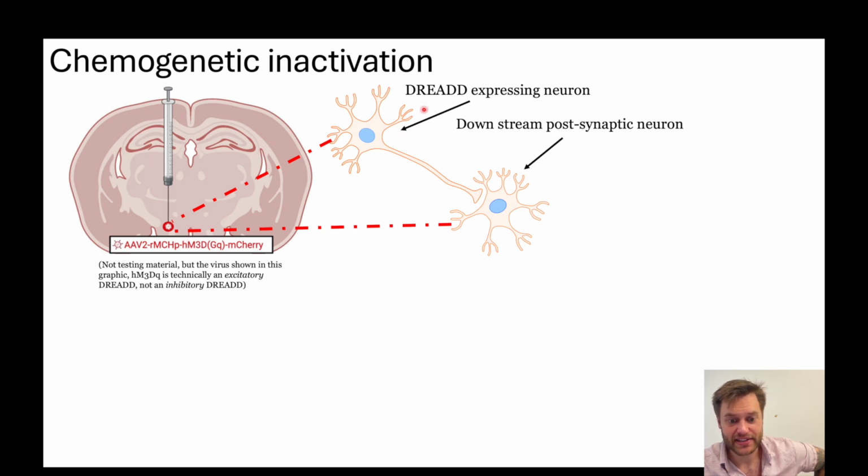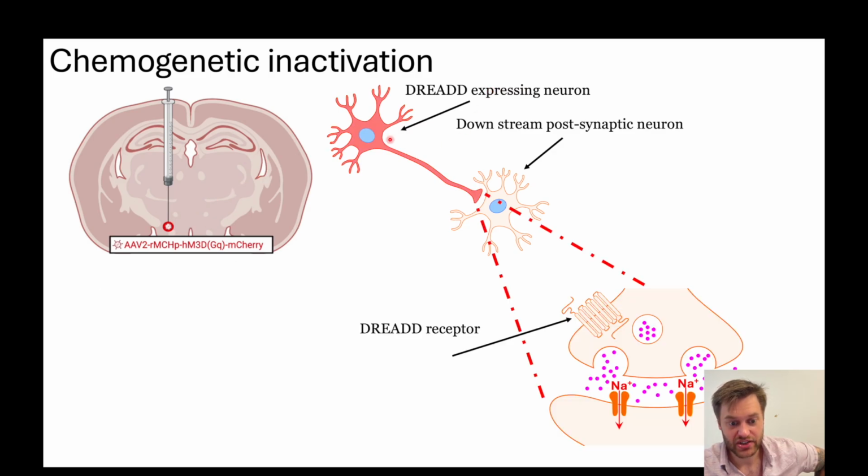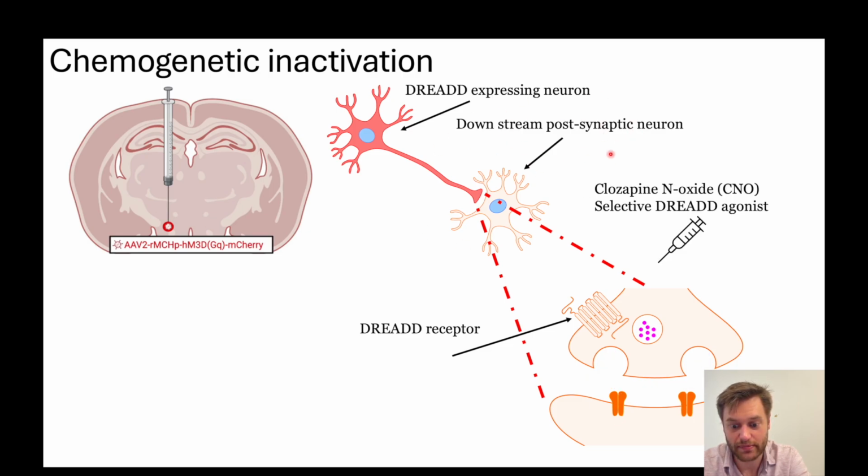And what's happening here is that we have a DREADD expressing neuron. And that DREADD expressing neuron is going to be infected with the virus that's then going to express this either inhibitory or excitatory synthetic receptor that is sensitive to a ligand of a specific type of exogenous chemical. And then it's going to inhibit this downstream postsynaptic cell when we give it the drug that is selective for that DREADD. So this is a DREADD agonist called clozapine N oxide, and it is specific to the DREADD receptor.